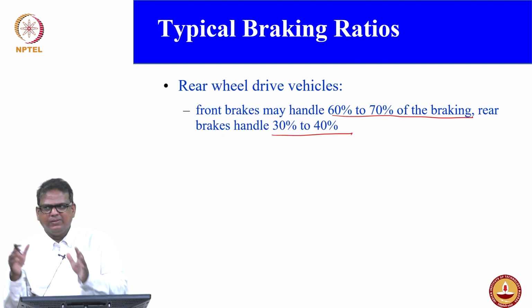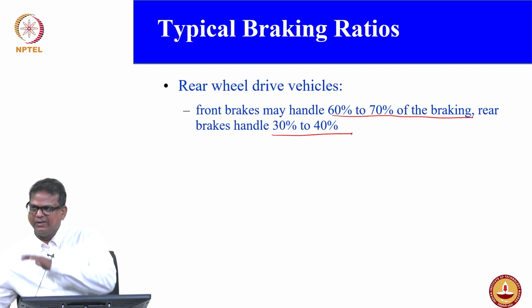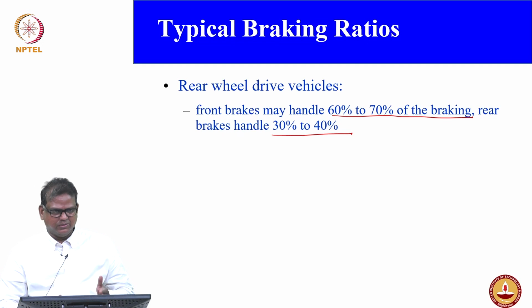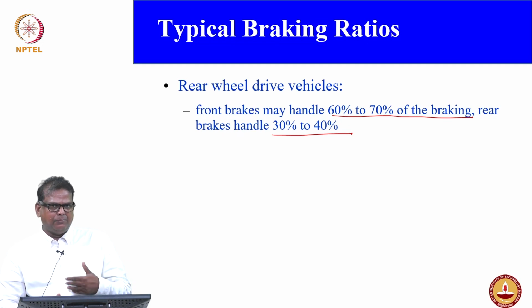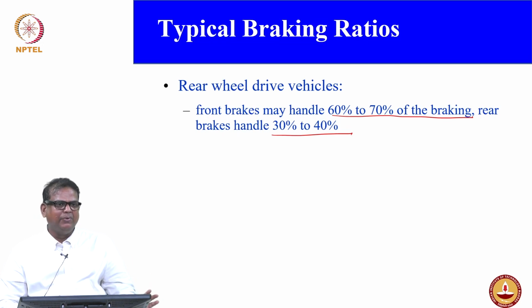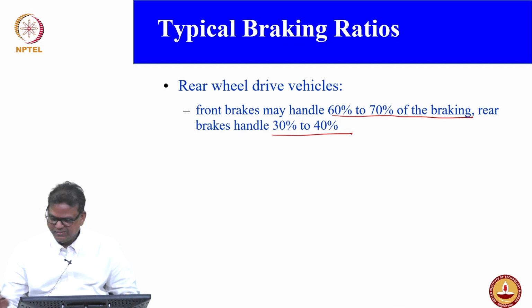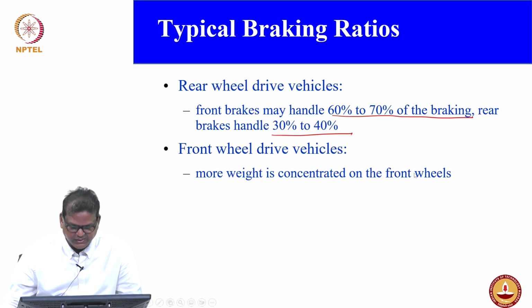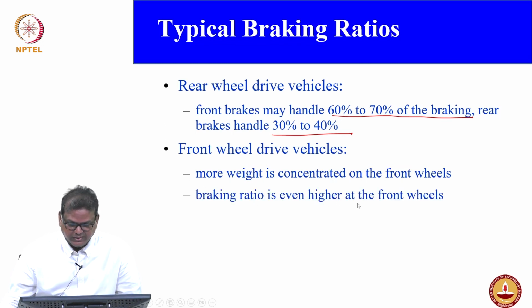When you apply a brake, some amount of the weight of the vehicle is transferred to the front axle, but you don't know how much. We will discuss as we move on. We will show exactly how much load is transferred from the rear axle to the front axle while braking, particularly in the dynamic analysis. So whenever you apply a brake, you have to have more energy towards your front brake system than the rear brake. Front wheel drive vehicles usually have more weight concentrated on the front wheels, so the braking ratio is even higher at the front wheels.